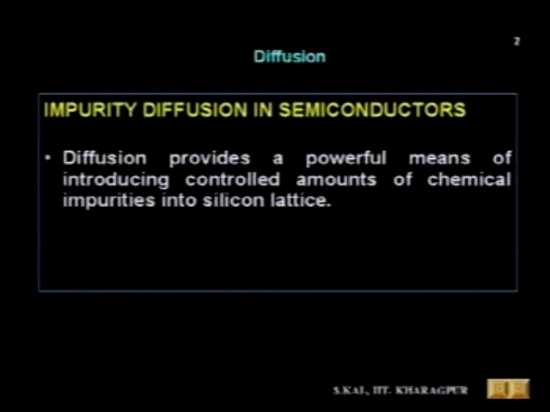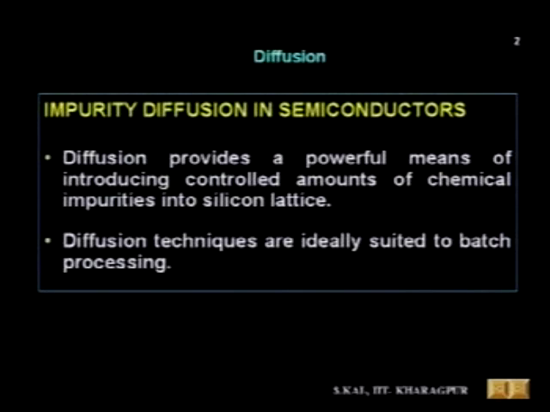Diffusion provides a powerful means of introducing controlled amounts of chemical impurities into silicon. Controlled amount is a very important term here, because unless you can control the diffusion process, you will not have any control on the impurity concentration in the silicon layer. So you have to have a certain arrangement so that you can control the amount of dopants which diffuse into the semiconductor material.